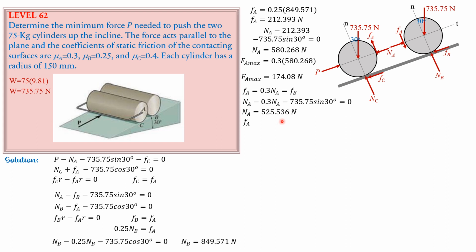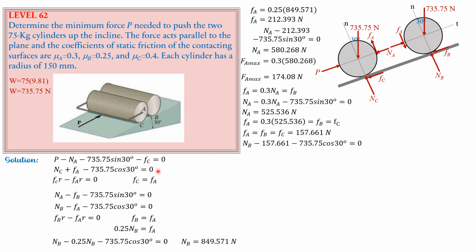So NA is equal to 525.536 newtons. Then FA is 0.3 of NA, 525.536, which is equal to FB, and it is equal to F sub C. So FA is equal to FB equals FC equals 157.661 newtons, which is now less than the answer before. So let's solve for NB into this equation here.